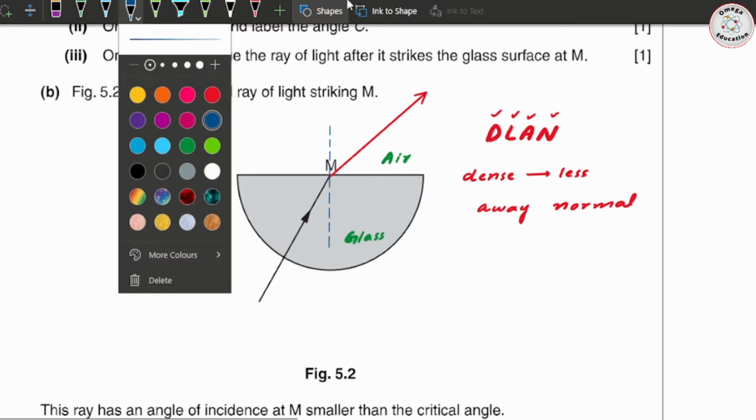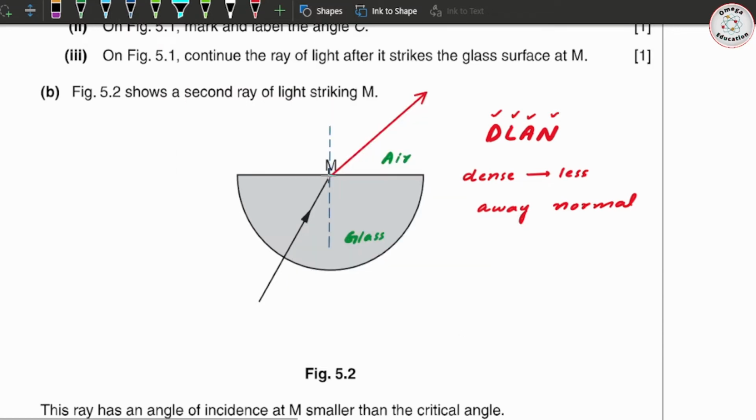So this direction was the actual path. If I bend it to the left side, I'm bending it towards the normal. But whenever the ray of light enters a less dense medium, we have to bend it away from the normal. So you can bend it anywhere on this side. And this one is representing your refracted ray.